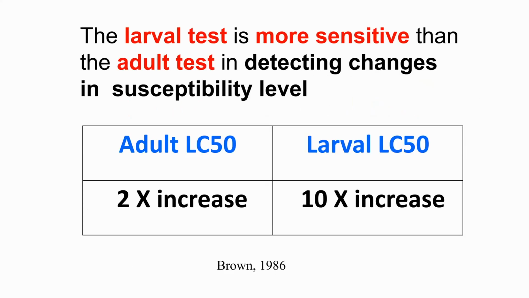And the larval test is more sensitive than the adult test in detecting changes in susceptibility level, whereby if there is a 10-time increase in LC50 to an insecticide, it is equivalent to a 2-fold increase in adults.